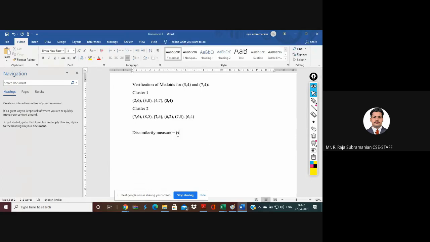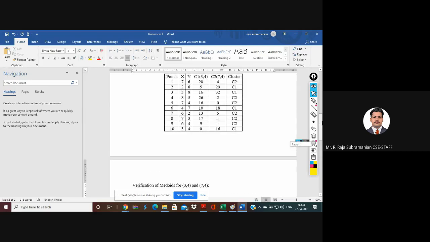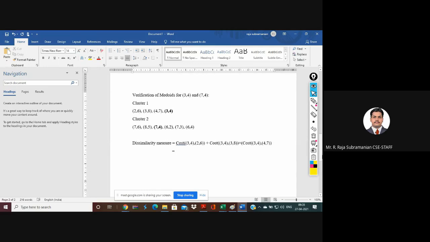So what are the distances? I can say the cost of 3, 4 to 2, 6 plus the cost of 3, 4 to 3, 8. Next, the cost of 3, 4 to 4, 7. So these are the costs we have. I know the total cost is going to be the summation. I already have the distances, that is, the costs. So that is 5 plus 16 plus 10. Hope you understand how the costs are actually taken.